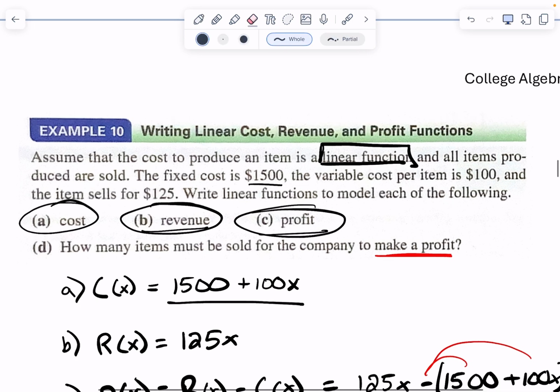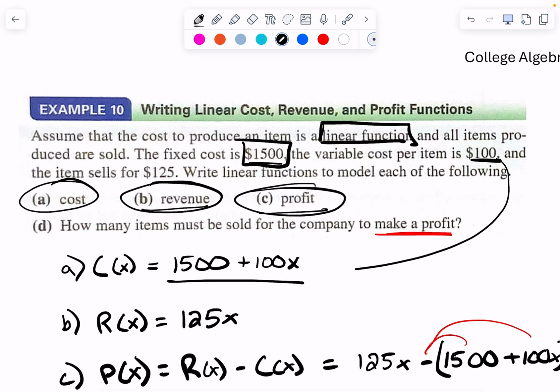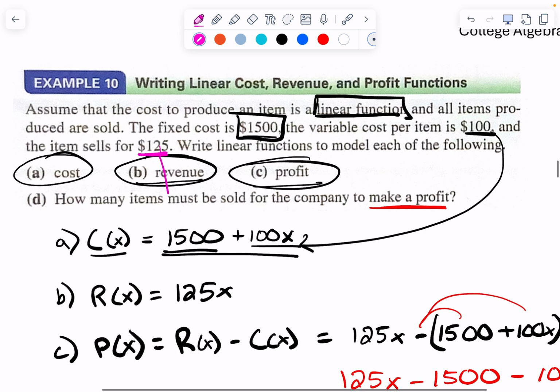The fixed cost is $1,500. This is like my setup fee, okay? How much I'm getting charged no matter what. And the variable cost is $100 per item. Okay, so we hopped down here and we said, okay, that means that my cost is gonna be 1,500 plus 100 times X, whatever that ends up being, right? However many items I produce. That's how much it's going to cost me, okay? I'm selling those items for 125. That's gonna have to do with my revenue, so that goes down here in part B. That my revenue is 125x, that's how much I'm making per item.